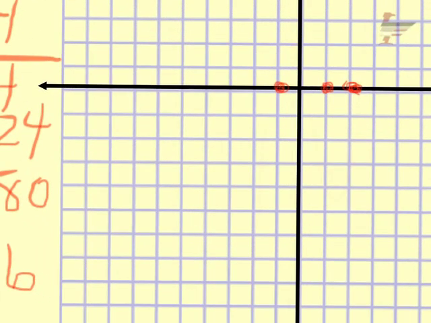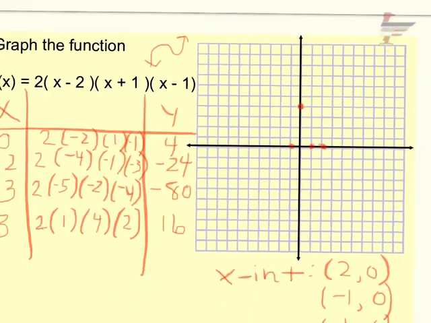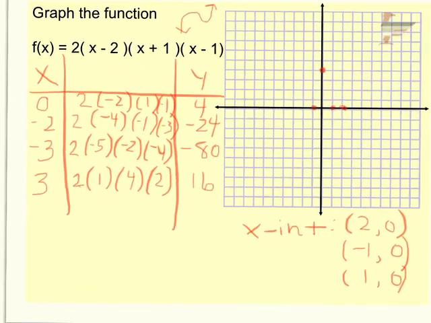So I would graph 0, 4 here. And then really from there, I'm probably not going to graph anything else because I know that -2 is way down here and -3 is even further and +3 is way up here. So I just know that it's coming from a very negative region and then coming up and then crossing back up. Now, you might say, well, what happens between 1 and 2?